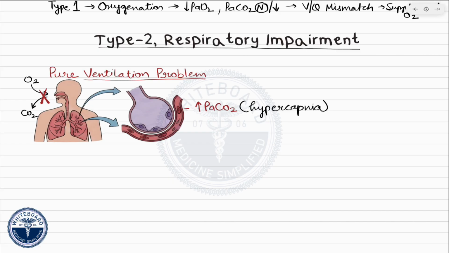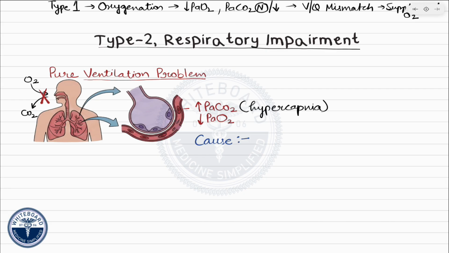Because ventilation also contributes to oxygenation, the PaO₂ will usually fall as well, although it may appear normal if the patient is receiving supplemental oxygen. So, the simplest way to recognize type 2 respiratory impairment is that the main abnormality is a high PaCO₂ due to inadequate alveolar ventilation. Now, what can cause this inadequate ventilation?